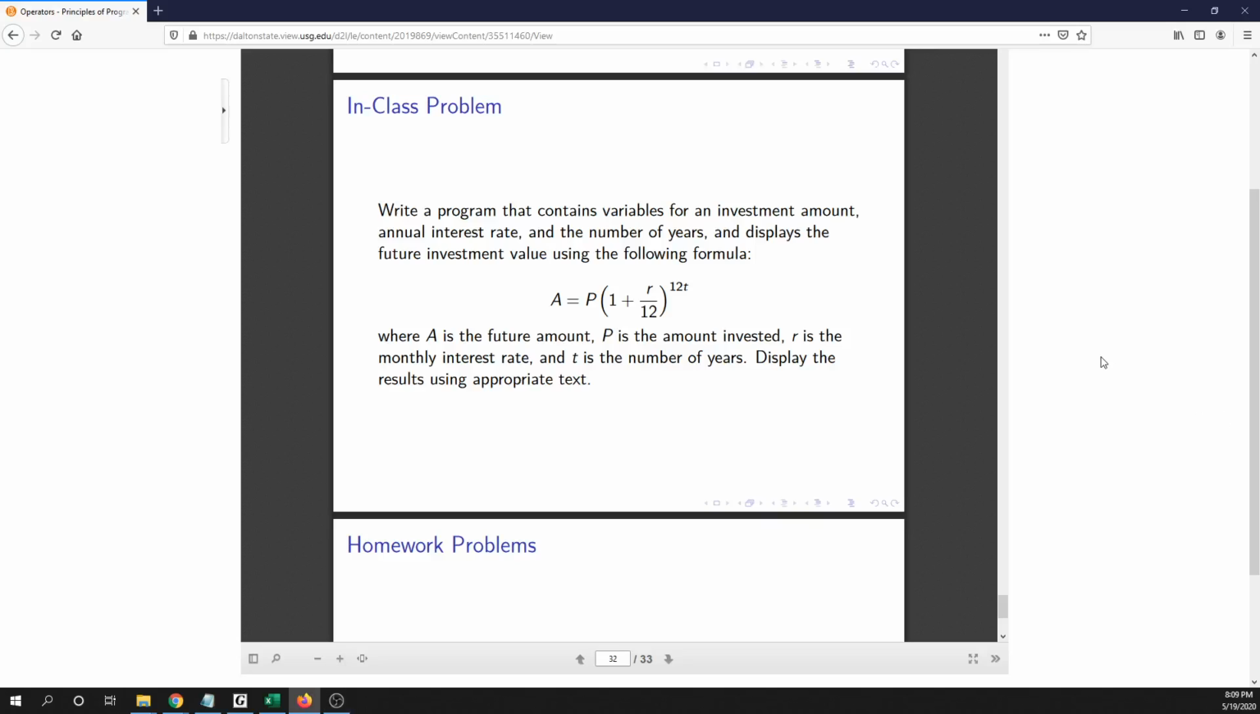All right, in this video, we are going to work on another problem from chapter 2. It says, write a program that contains variables for an investment amount, annual interest rate, the number of years, and displays the future investment value using the following formula. Where A is the future amount, P is the amount invested, R is the monthly interest rate, and T is the number in years. Display the results using appropriate text.